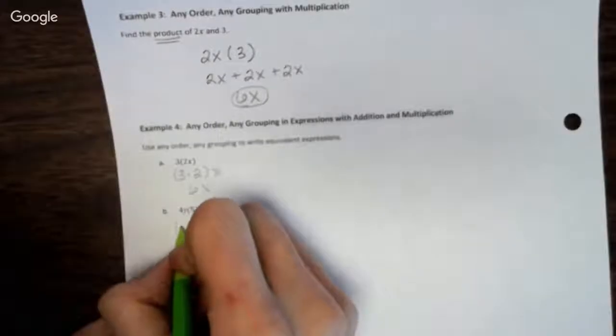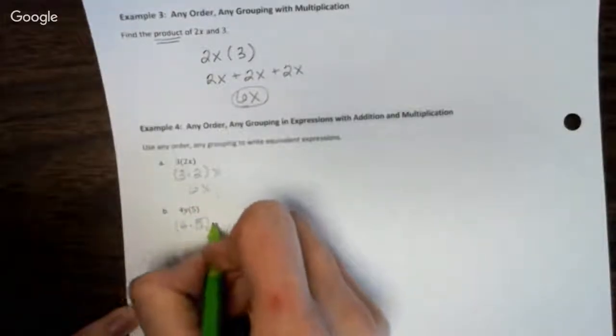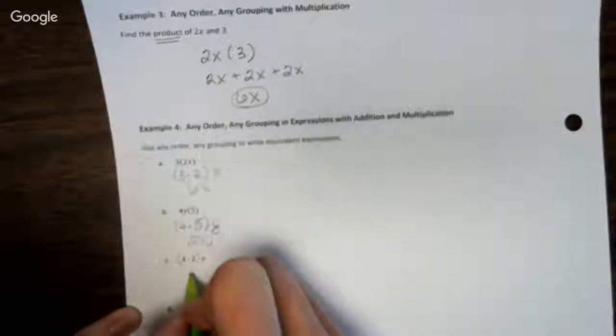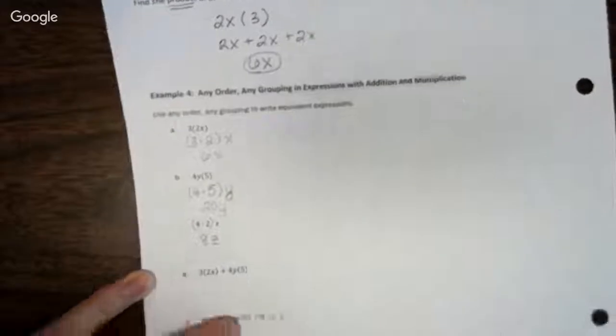Let's do that again. Multiply the two numbers together, then by y. So 4 times 5 is 20. y. Multiply the two numbers together first, which is 8, and then by z.